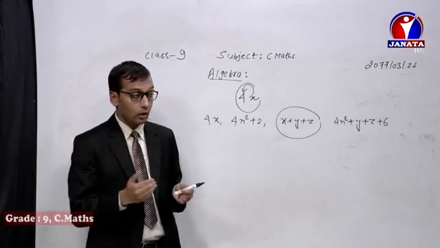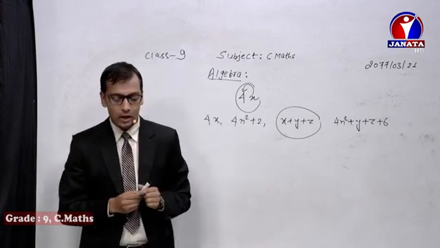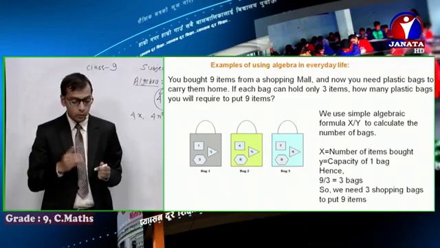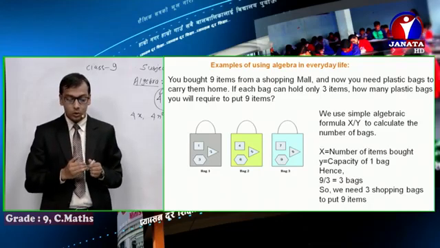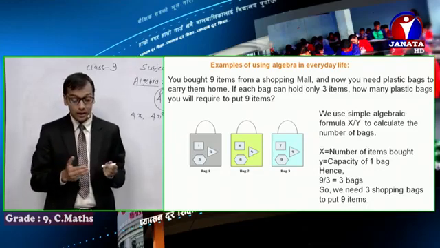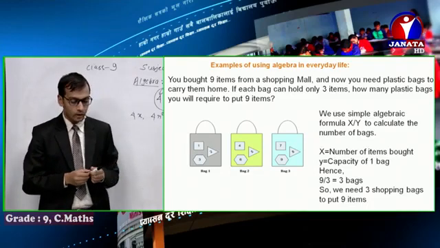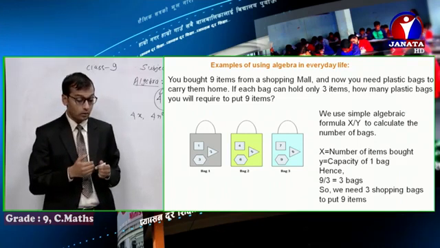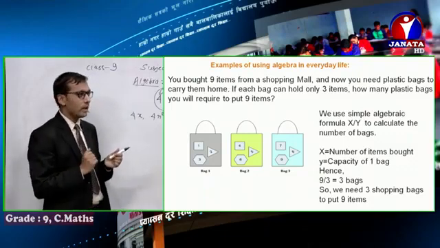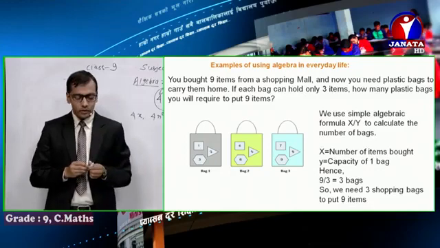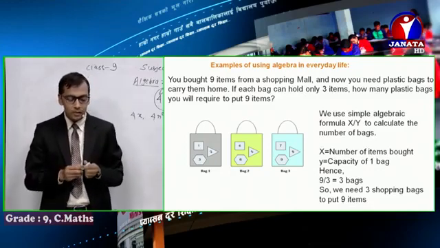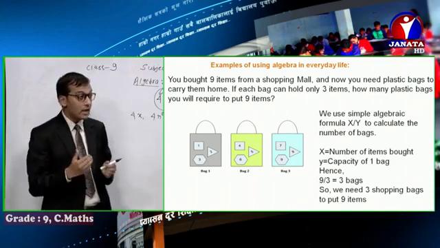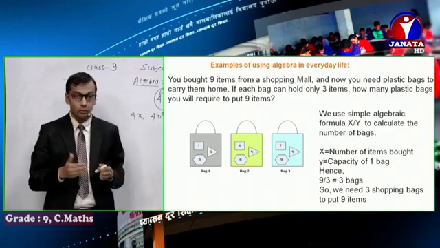Or you can see on the slide now, I am displaying a slide. Here is one example. Let me read this out. You bought 9 items from a shopping mall and now we need plastic bags or any kind of bags to carry them home. If each bag can hold only 3 items, how many plastic bags will be required to put 9 items? It's very simple. We can see there are 3 different bags and different items are indicated by different numbers 1, 2, 3, 4, 5, 6. These are different items which were bought.